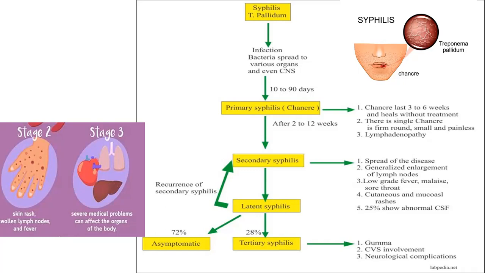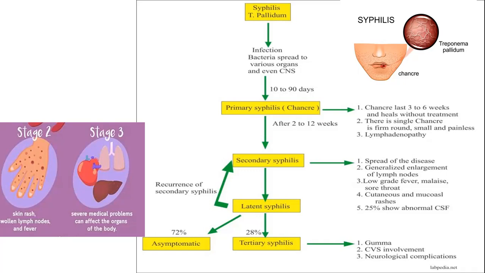Okay, and Treponema pallidum enters the organism through damaged skin or mucosa, and primary syphilis occurs. The incubation period can be very long, 10 to 90 days. Primary syphilis is characterized by a painless ulcer, hard chancre, and it continues for 3 to 6 weeks.